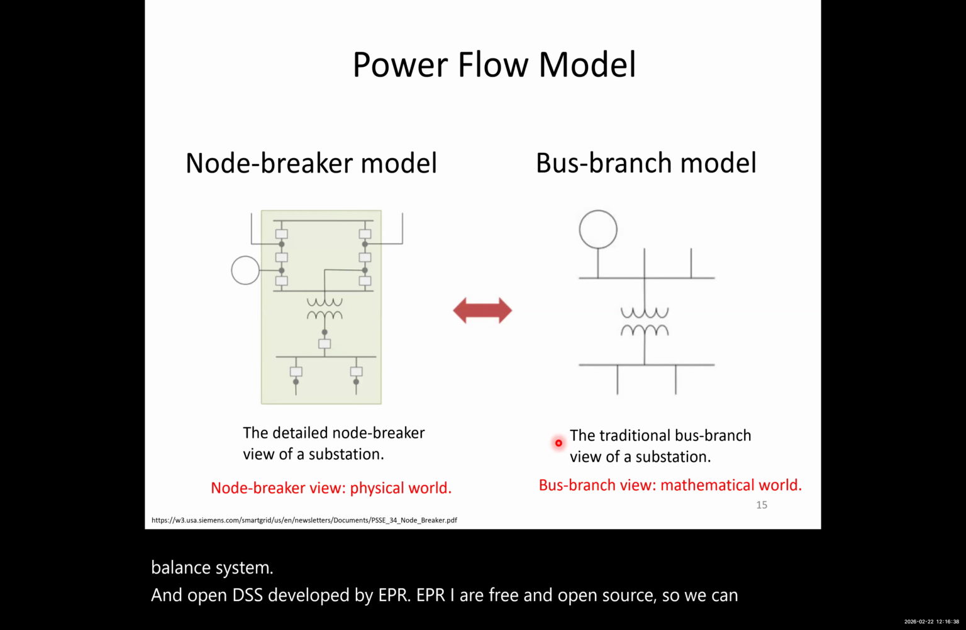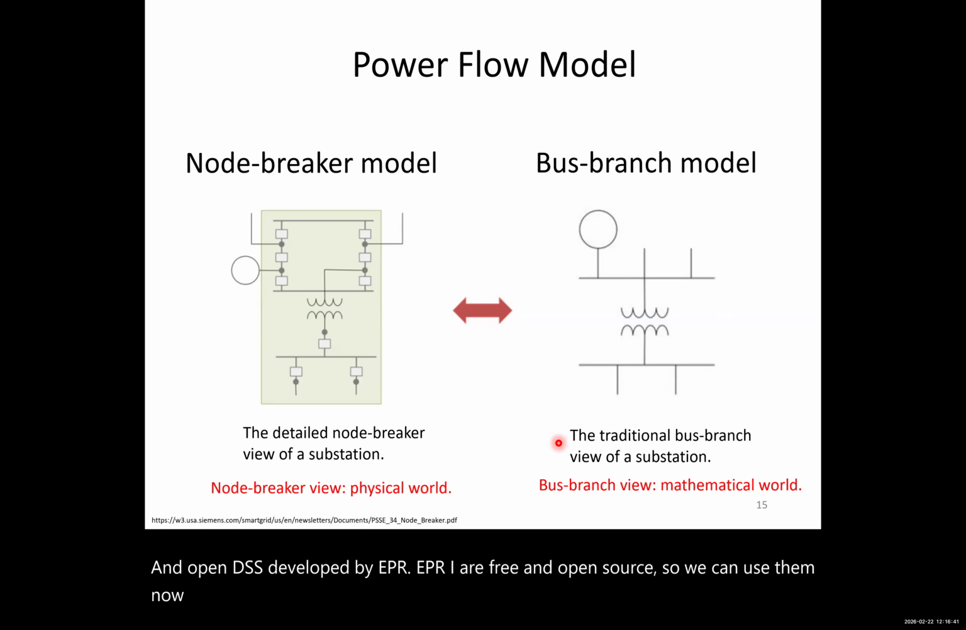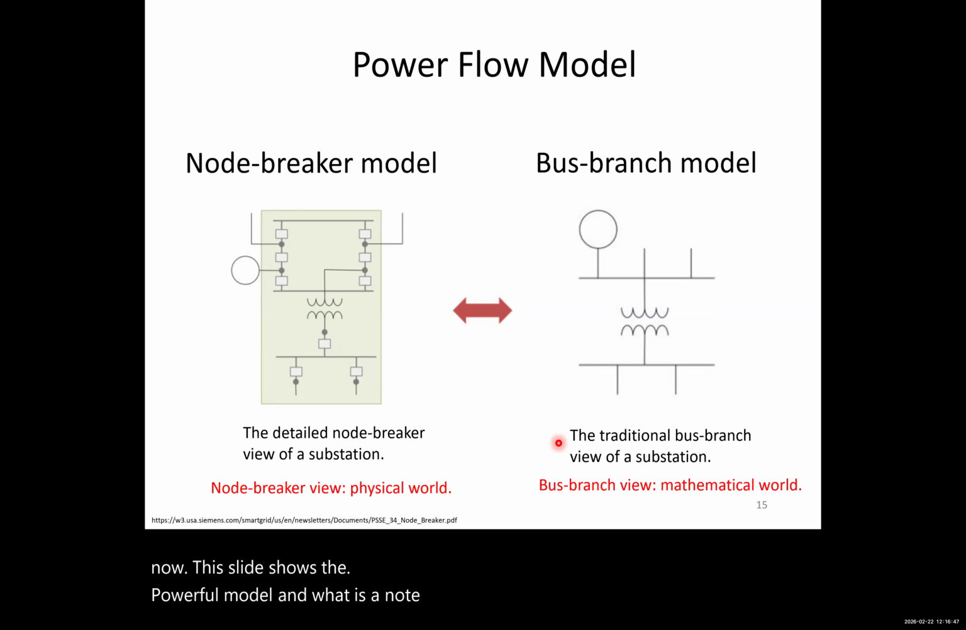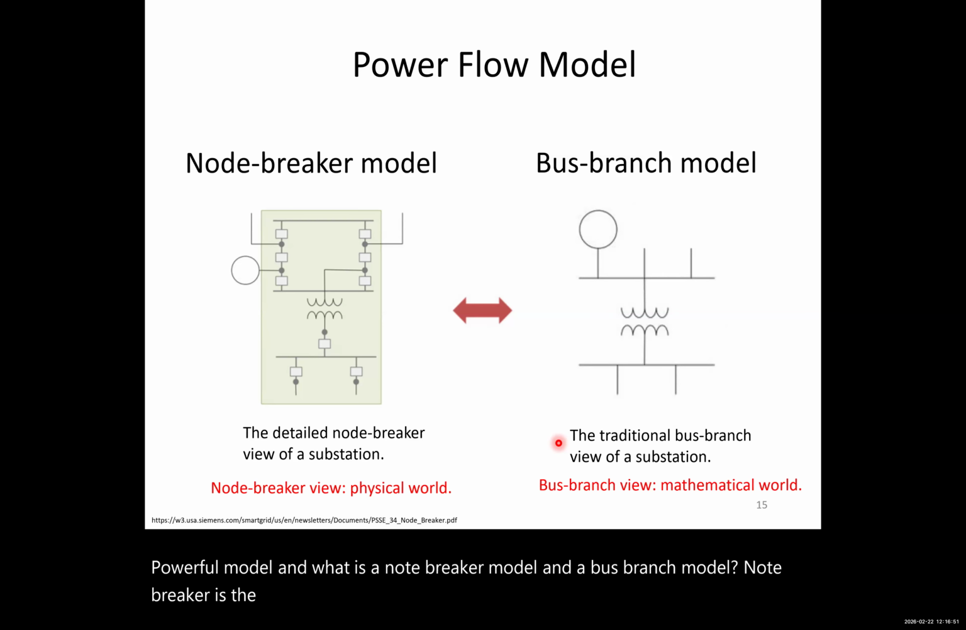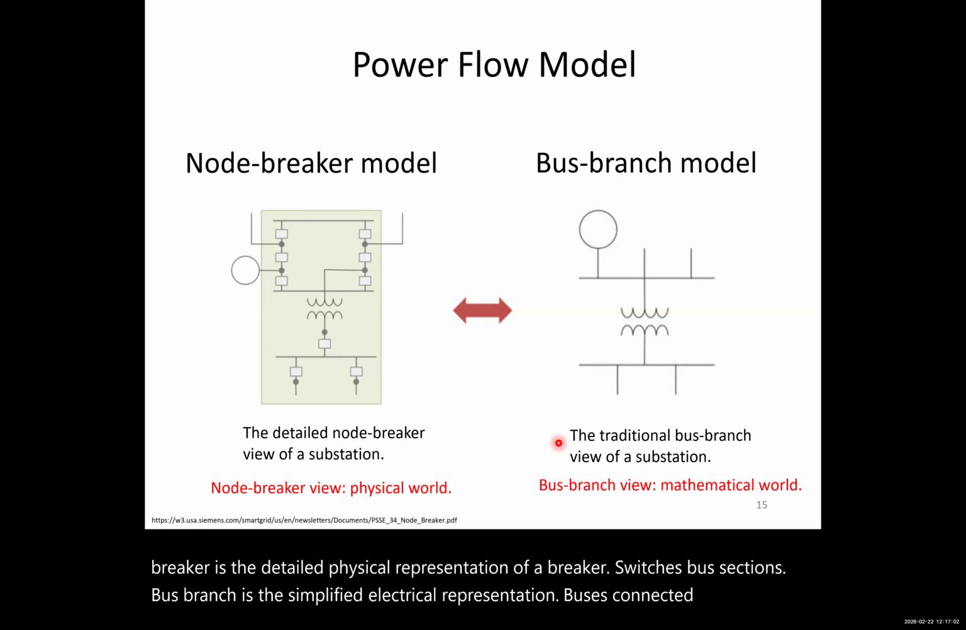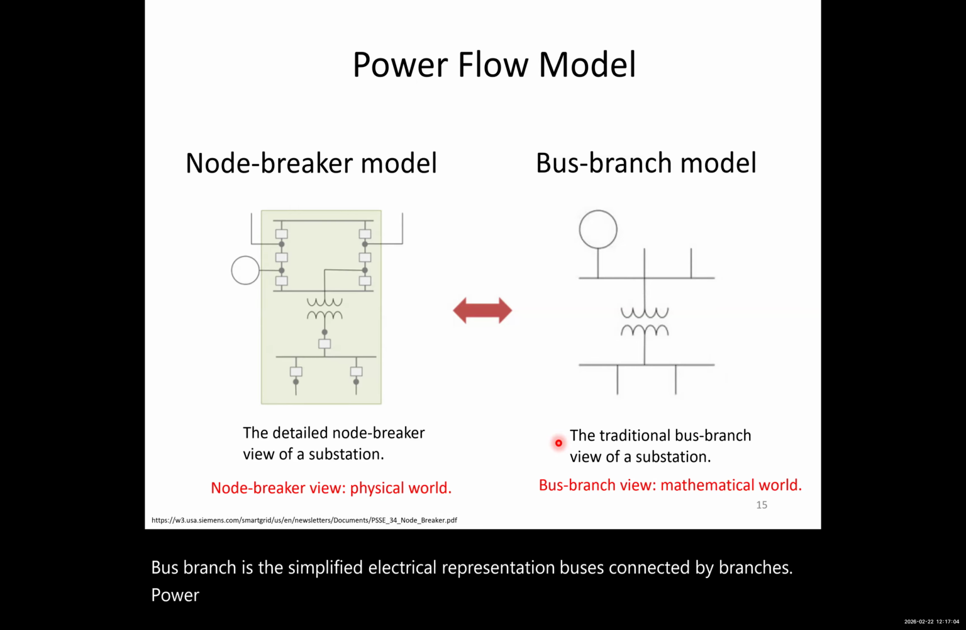Now, this slide shows the power flow model and what a node breaker model and a bus branch model are. Node breaker is the detailed physical representation of breakers, switches, and bus sections. Bus branch is the simplified electrical representation. A bus is connected by branches. Power flow algorithms are typically based on bus branch because the equations are written per bus and branch.